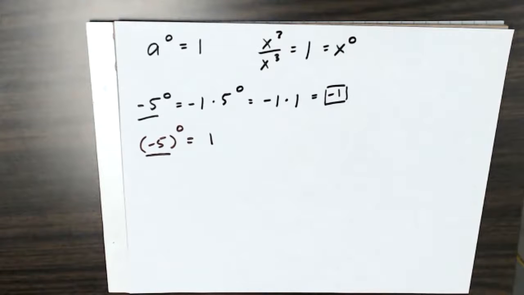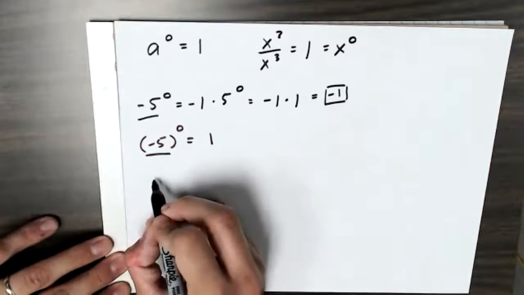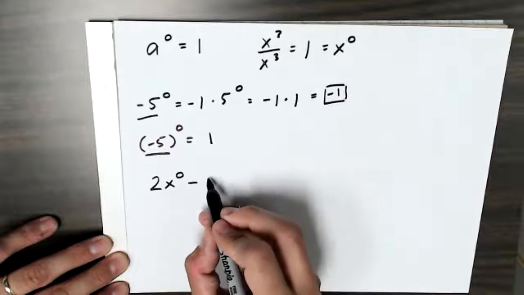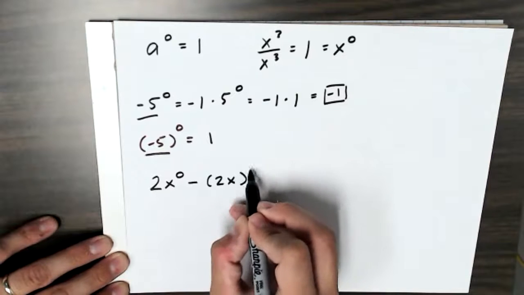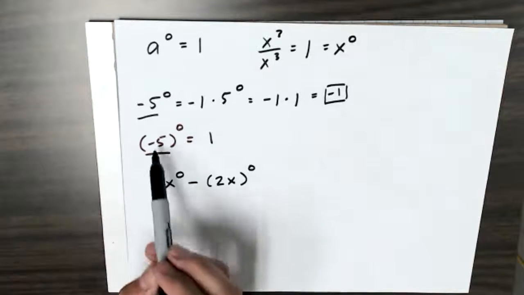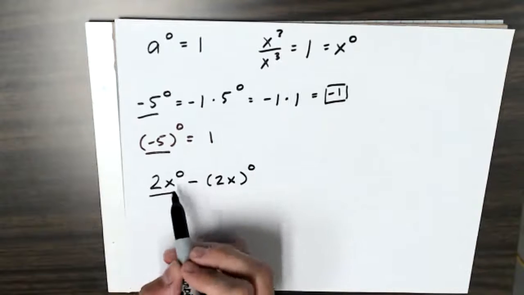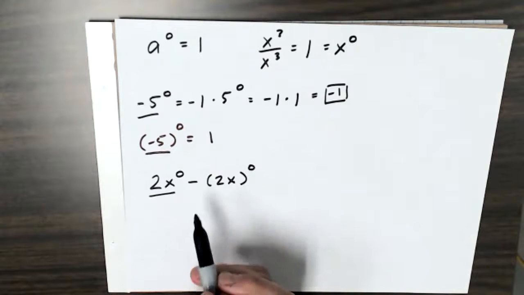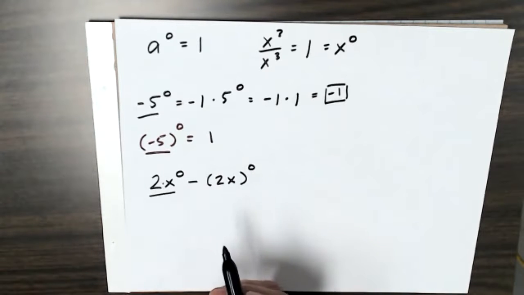So let's do another one that looks weird. Let's say I had 2x to the 0 minus (2x) to the 0. Okay, I think you'll see this one in the homework, or one just like it. Okay, we're going to use what we kind of talked about up here. This first term, the x is the only thing raised to the 0 power, right? So remember, this is really a multiplication.